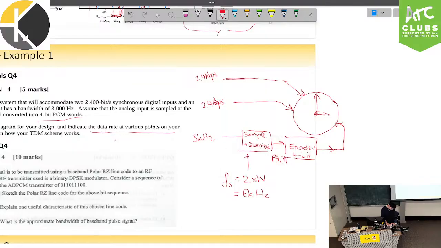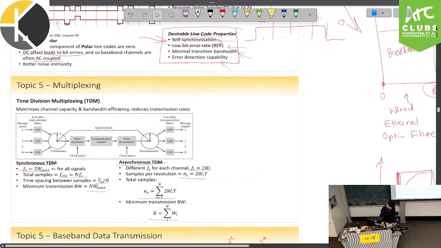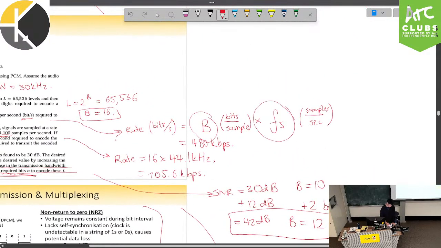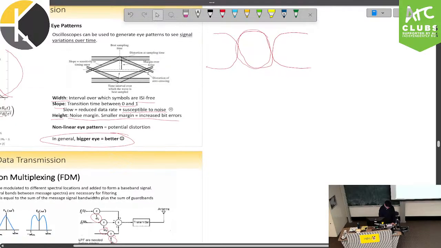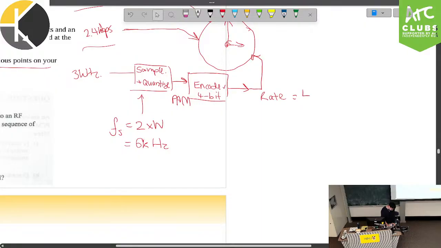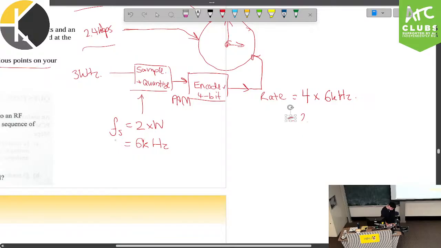To find the rate for this analog stream, we know that these are 2.4 kilobits per second. We need to find the rate for this one. As we did in the last question, we found that the rate is given by the number of bits per sample multiplied by the sampling frequency. So our rate is going to be equal to the number of bits, which is 4, multiplied by our sampling frequency, which is 6 kilohertz. That will give us a bit rate of 24 kilobits per second.